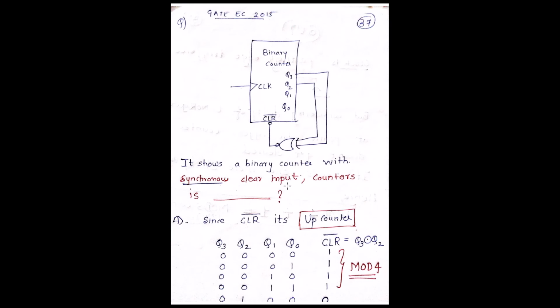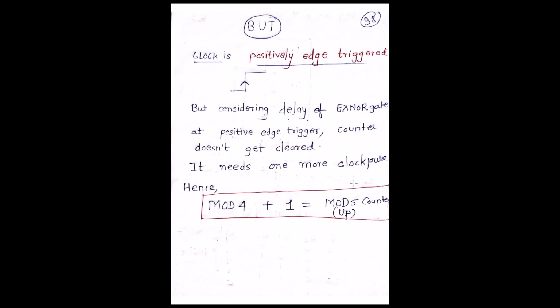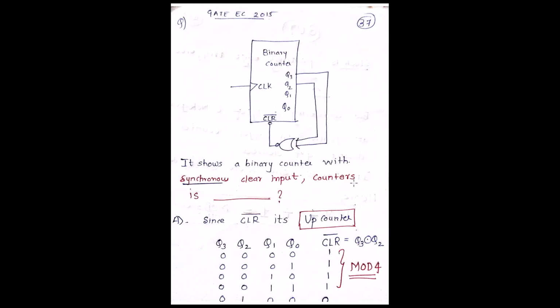So understand one thing clearly: it is a synchronous counter. It is not an asynchronous counter. It is clearly mentioned over here. It's a synchronous clear input. So it's a synchronous counter. So what kind of counter is it?